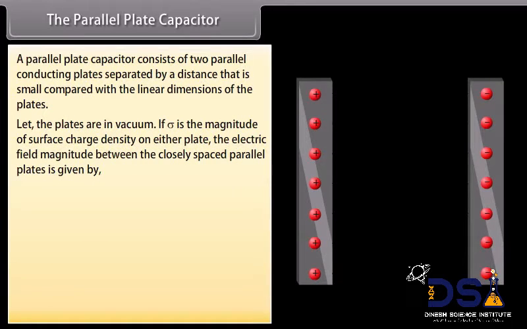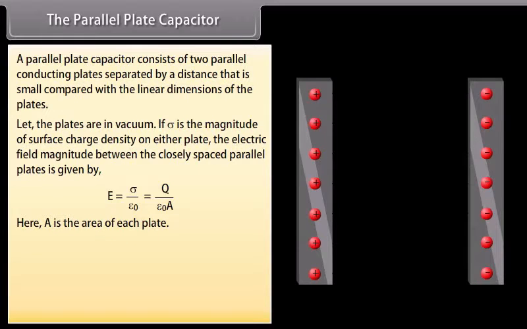If sigma is the magnitude of surface charge density on either plate, the electric field magnitude between the closely spaced parallel plates is equal to sigma upon epsilon naught, but sigma is equal to Q by A. Put the value of sigma in the above equation. We get E is equal to Q divided by epsilon naught A. Here, A is the area of each plate.